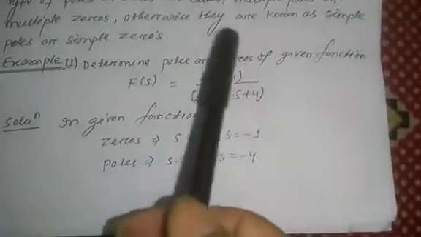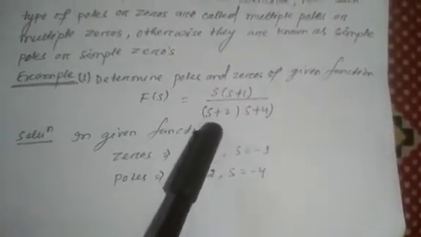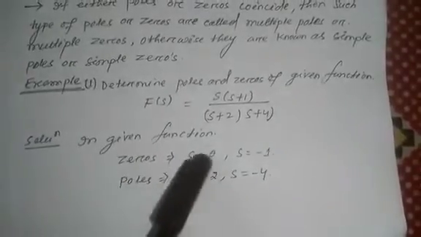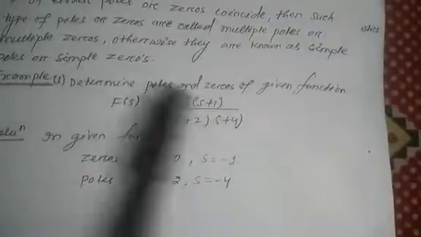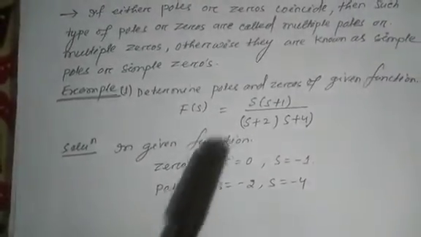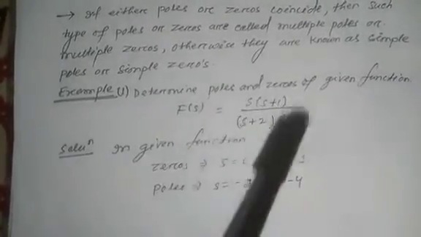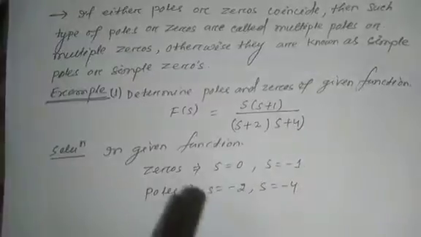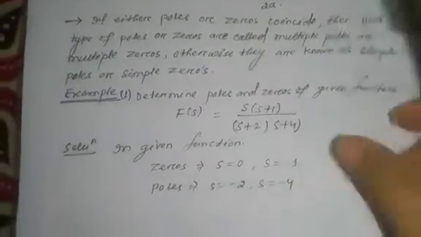Okay. Example, you see example 1. Determine the poles and zeros of the given function F of s is equal to s into s plus 1 divided by s plus 2 into s plus 4. What are the zero points you see here? s is equal to 0, s is equal to minus 1 from the numerator. From the numerator, you are able to know the zero points. Similarly, poles, s is equal to minus 2, s is equal to minus 4. Everything you equate with 0. s plus 2 is equal to 0, s is equal to minus 2, s plus 4 is equal to 0, s is equal to minus 4. In this way, you calculate zeros and poles.